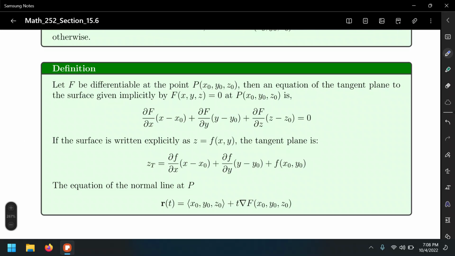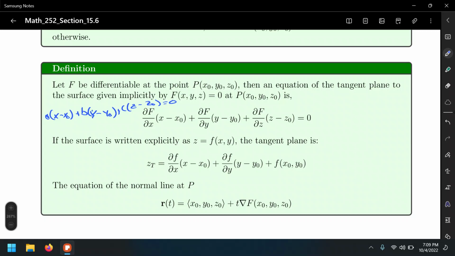Make sure that we write everything as a function f. Actually, there's a version if we leave it explicit. Check out this equation: partial f with respect to x times x minus x naught, plus partial f with respect to y times y minus y naught, plus partial f with respect to z times z minus z naught. All right? And I think this one resembles that equation that we reviewed before, a times x minus x naught plus b times y minus y naught plus c times z minus z naught equal to zero, except that these coefficients are the coefficients from the gradient of the surface, all right?